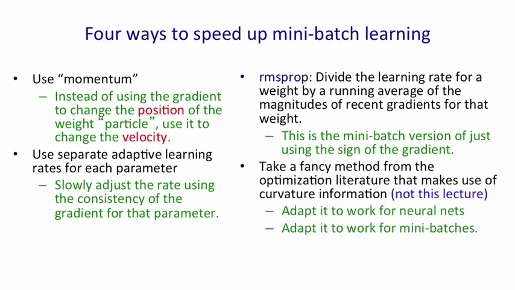The final way of speeding up learning, which is what optimization people would naturally recommend, is to use full batch learning and to use a fancy method that takes curvature information into account, to adapt that method to work for neural nets, and then maybe to try and adapt it some more so it works with mini batches. I'm not going to talk about that in this lecture.